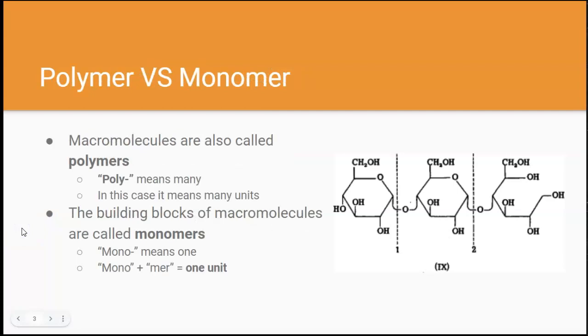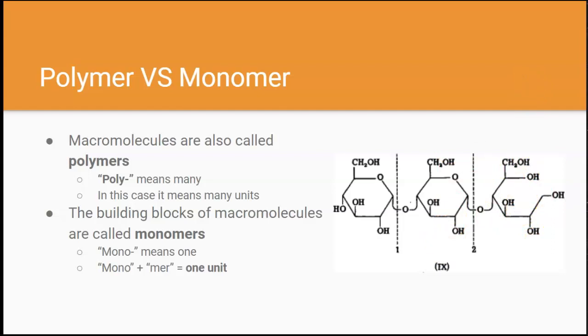Sometimes you're going to hear macromolecules referred to as polymers. This is kind of confusing because they basically mean the same thing. Poly means many. Maybe you've heard this in math class when you hear of a polygon. Poly meaning many, polygon meaning many sides. When we're talking about a polymer, we mean many units. The mer means unit. So poly means many, mer means unit. A polymer means many units, and you can see that here: 1 unit, 2 units, 3 units. So a polymer and a macromolecule are interchangeable.